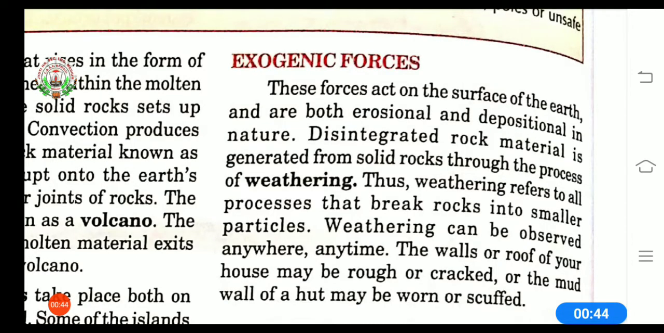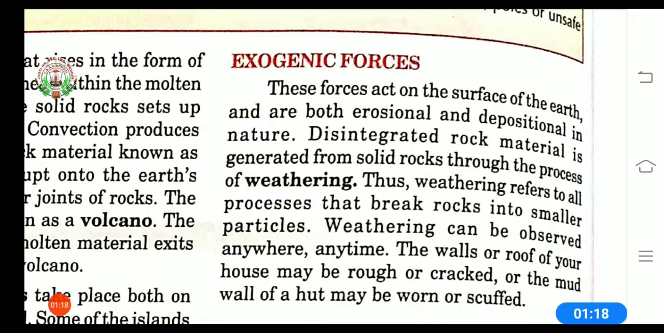Now these forces act on the surface of the earth and are both erosional and depositional in nature. From the word exogenic, we can understand it means external force at work on the surface of the earth, and this force includes two kinds of processes. First is erosion and second is deposition.